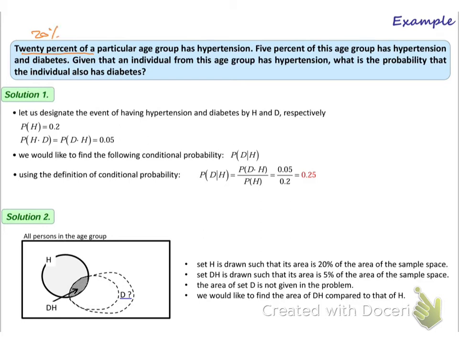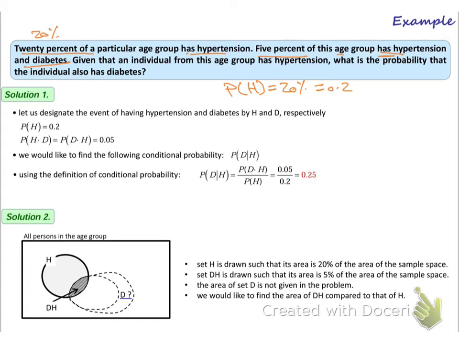of a particular age group has hypertension. They have high blood pressure, hypertension. So the probability of having high blood pressure or hypertension equals 20%, or 0.2. This is the probability of having hypertension. 5% of this age group has hypertension and diabetes.